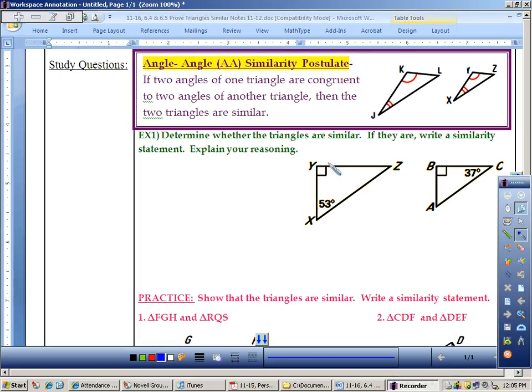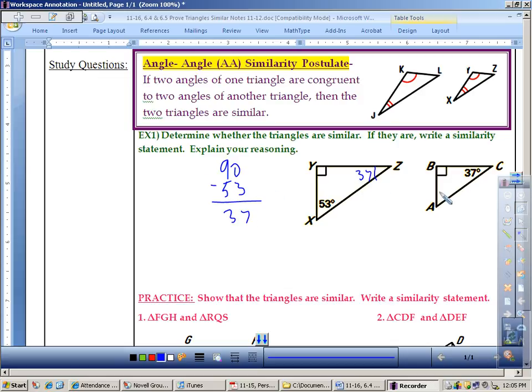So when I look at the first example here, I know that in every triangle we have 180 degrees in the interior. Both these are right, so the two remaining need to add up to 90. So 90 less 53 is going to end up being 37. So angle Z here is 37, and we see this one's also 37, so this must be 53. So the two triangles are similar by angle-angle. We've identified two angles in this that are congruent to two angles in the other.